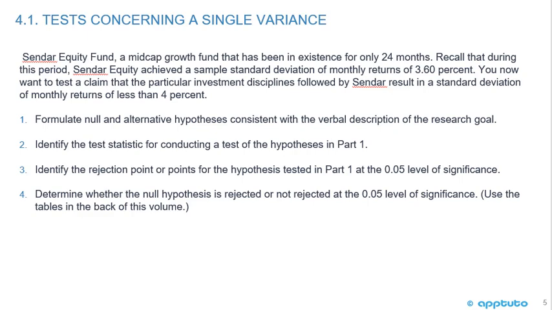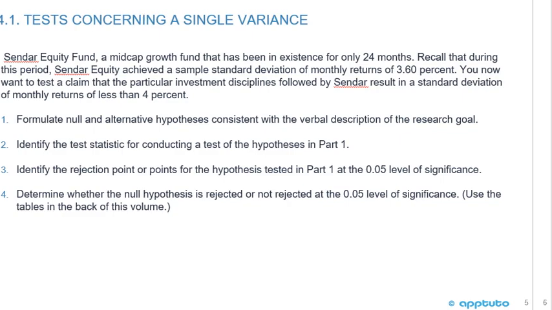So what are we going to do? Number 1, we're going to formulate the null and alternative hypotheses consistent with the verbal description of the research goal. We're going to identify the test statistic for conducting a test of the hypothesis in part 1. We're going to identify the rejection point or points for the hypothesis at the 5% level of significance. And then finally, we're going to determine whether the null hypothesis is rejected or not rejected at the 5% level of significance. We're going to use the tables at the back of the text.